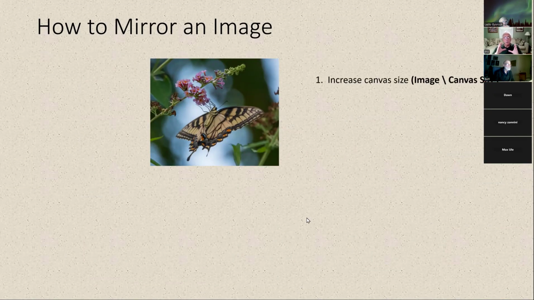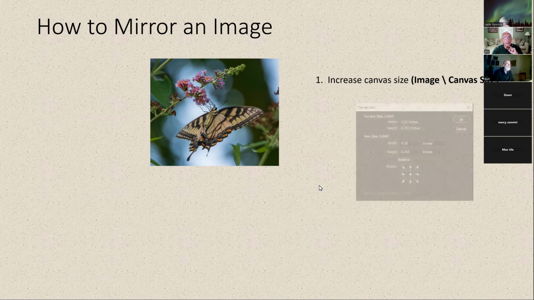Anytime, by the way, you bring an image into Photoshop, the image and the canvas size are one and the same. They're both identical. But if I'm going to take this image and I want to make it twice as wide and twice as high, I now have to expand the canvas. I need to make my canvas larger.